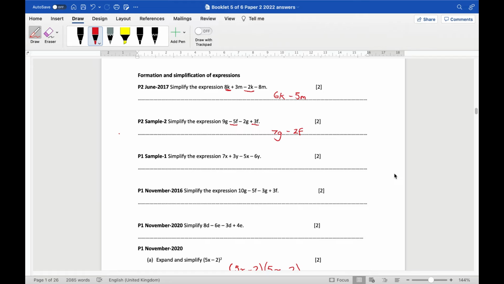Okay, the next section, formation and simplification of expressions, I'm not going to talk about to save time in this video. Just different words in algebra, okay? Simplify, which is the first figure, means bring things together. Bring your k's together, bring your m's together.